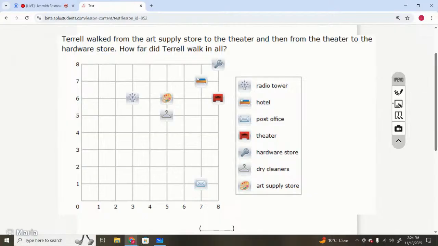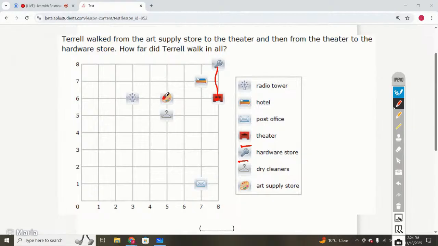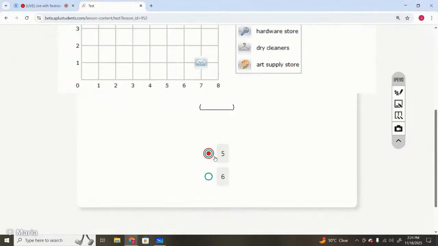Sorry, Daryl walked from art supply store to theater. Here is art supply store to theater. Then from theater we need to calculate the total points. 1, 2, 3, 4 and 5. The correct option is 5. So in total they moved 5 points. The correct option is 5. Option number 1 is the correct option.